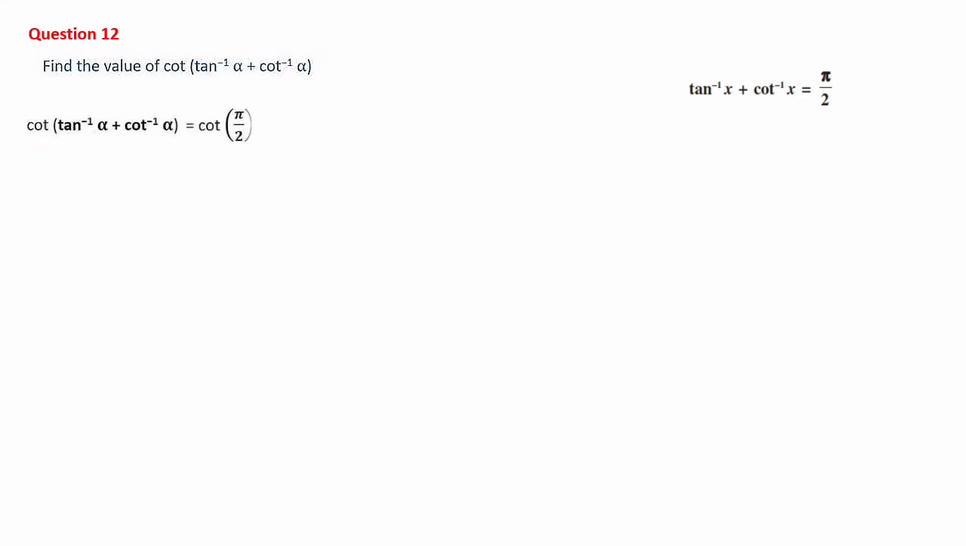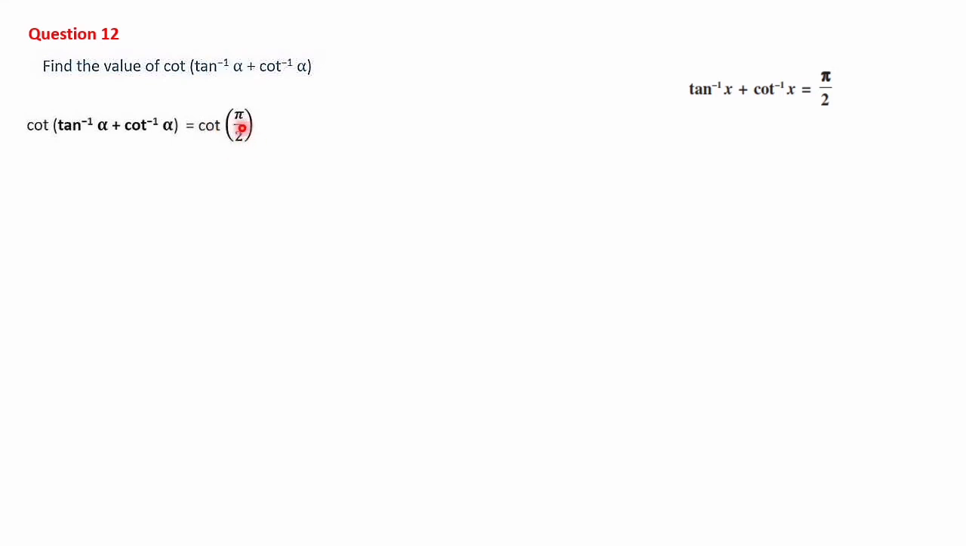Move on to question number 12. The question is find the value of cot of tan inverse alpha plus cot inverse alpha. So inside the bracket when we observe here, this is in the format tan inverse x plus cot inverse x. We have learned the formula: tan inverse x plus cot inverse x is pi by 2. So directly we can write pi by 2. That is, cot of tan inverse alpha plus cot inverse alpha is equal to cot of pi by 2, because we know that tan inverse x plus cot inverse x is pi by 2. By using that formula we have written here the statement.